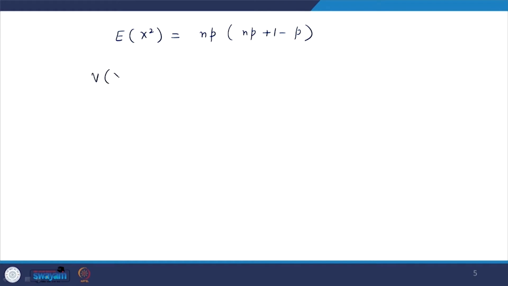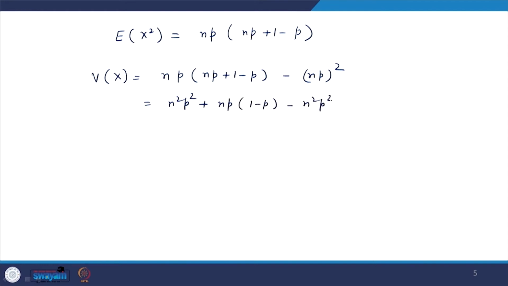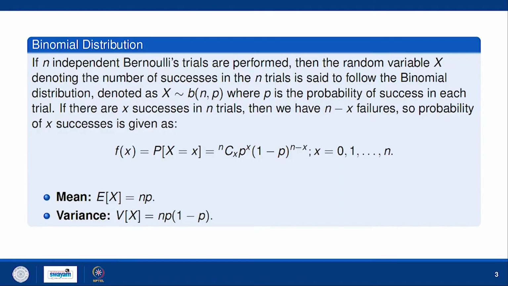Now, what will be the variance of x finally? Variance of x will be expectation of x square minus expectation of x whole square. So, that will be n square p square plus np into (1 minus p) minus n square p square. So, this cancels out, and it is npq or np into (1 minus p). So, that is how we can compute the mean and variance of this random variable.